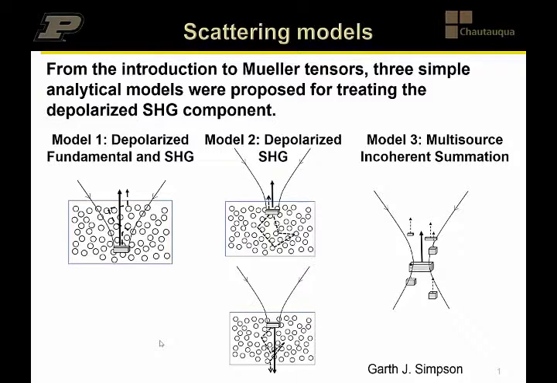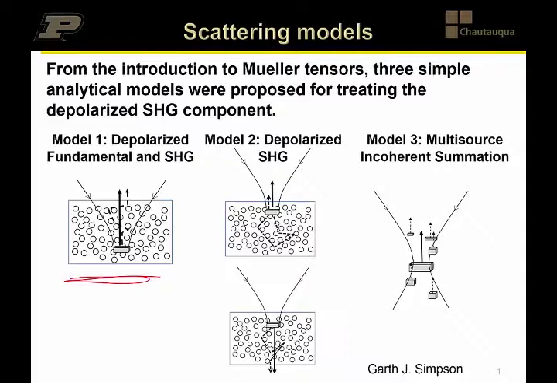So in the last talk, we described Model 1, which is a purely depolarizing model for both the incident and detected sources. That's not as common a model as is typically used for describing second harmonic generation, because typically, even if there is some polarization lost for the fundamental light, it's still only the ballistic light that contributes to the SHG, and that's still going to be assumed to have a reasonably well-defined polarization state.